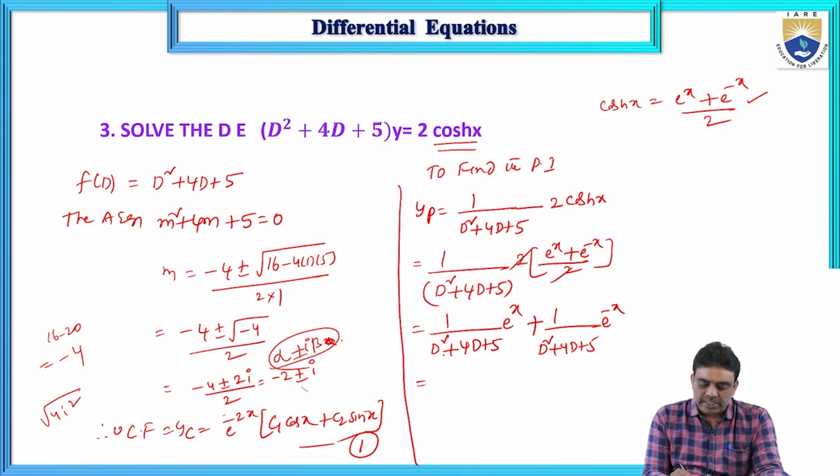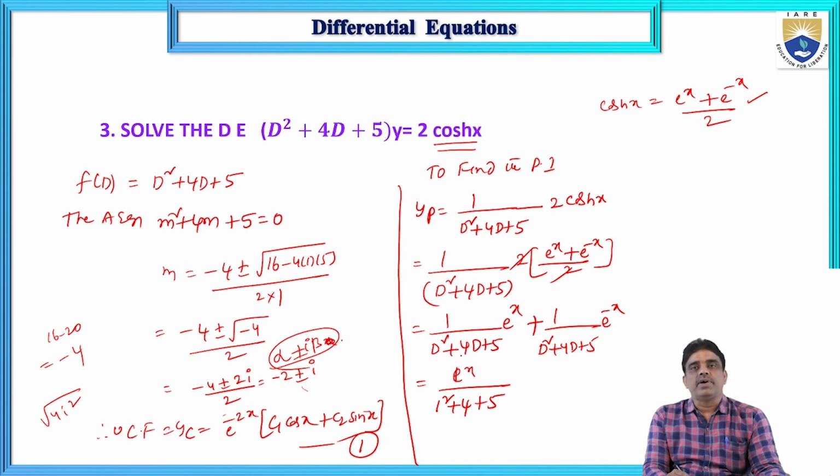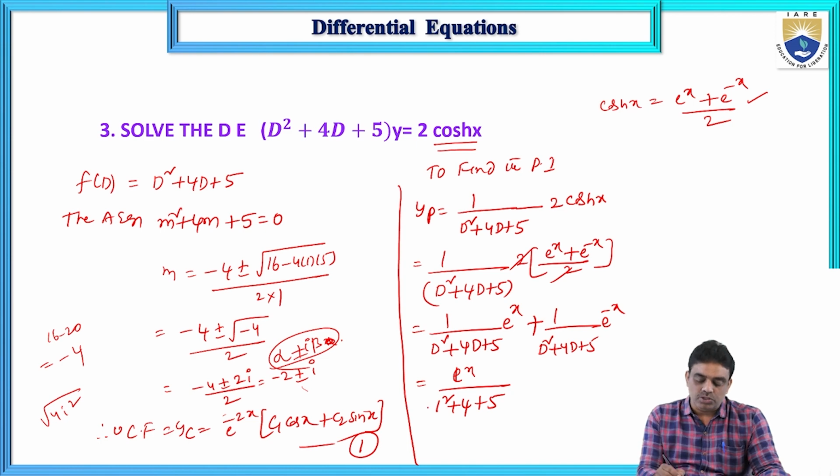Now substitute the value: in place of D, substitute 1 here. Then e power x by 1 square plus 4 plus 5. Just replace D with 1. Then 1 square plus 4 into 1 plus 5. Clearly it is not equal to 0. And the second one is e power minus x by D replaced by minus 1: minus 1 whole square plus 4 into minus 1 plus 5. Then what will be the value?